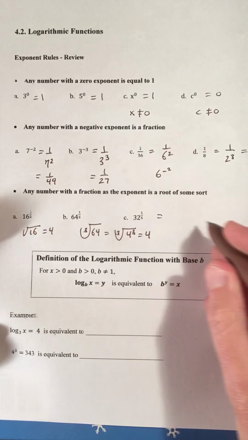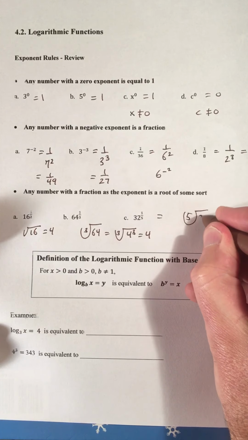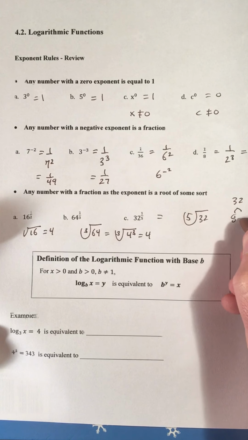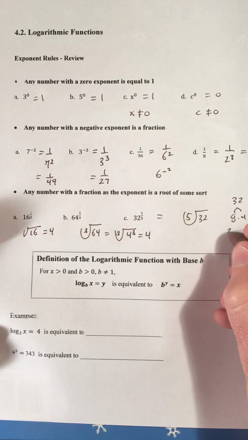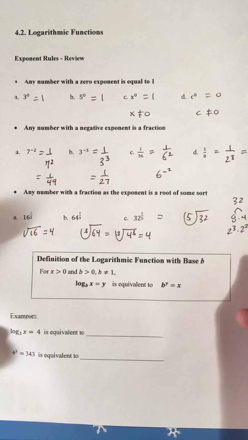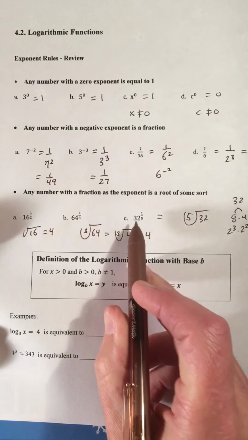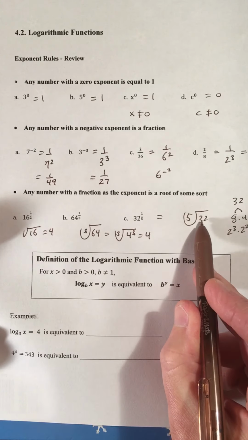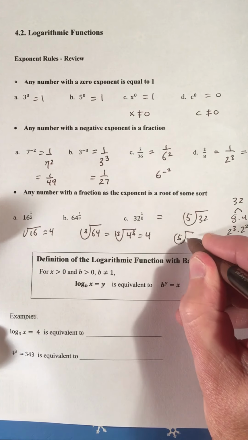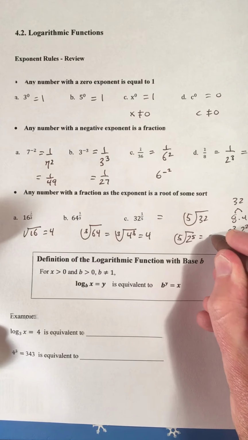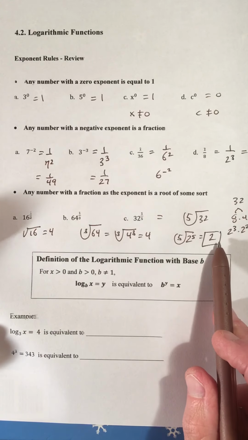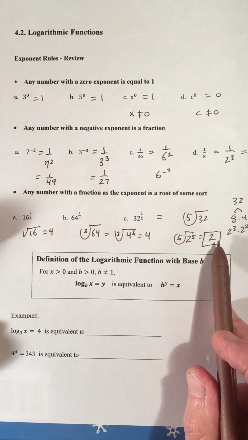And then 32 to the 1/5, the fifth root of 32. 32, as you all know, is 8 times 4. 8 is 2 to the third, and 4 is 2 to the second. So together it's 2 to the fifth. So 32 to the 1/5 is the fifth root of 32, which is equal to the fifth root of 2 to the fifth, which just equals 2. If you plug these things into a calculator, it'll tell you the answer, but that's not the technique we're looking for here.